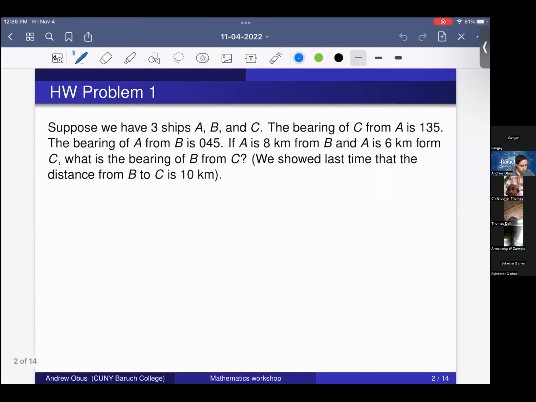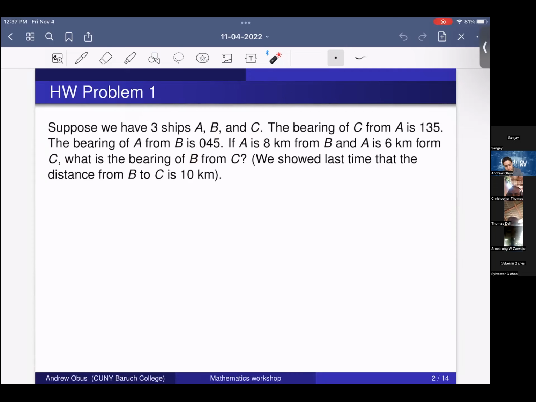Okay, so let's start with homework problem 1, which we solved part of last time, but there's one more part of it that was on the homework. Suppose we have 3 ships, A, B, and C, and we have this information. The bearing of C from A is 135. The bearing of A from B is 45. And we also know these distances: A is 8 kilometers from B and A is 6 kilometers from C. The question is, what is the bearing of B from C?